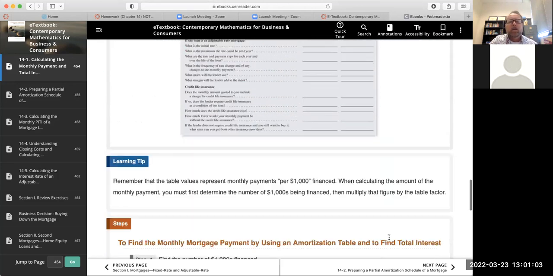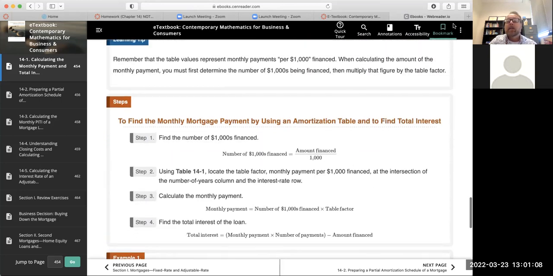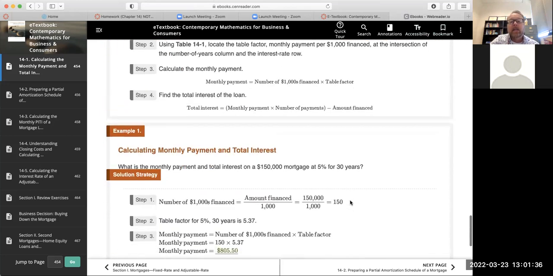that gets into some mortgage shopping. We're not going to go through that, but here's the key right here in the middle of your screen: to find the monthly mortgage payment by an amortization table and to find how much interest you're going to pay. So you need to find the number of thousands. So basically the amount that you're going to finance for your mortgage divided by 1,000, that gives you a factor. And then you're going to multiply that thousands financed factor by the table factor. And the table factor is found by the interest rate and the terms of the loan. So I'll show you how to do that here in a second.